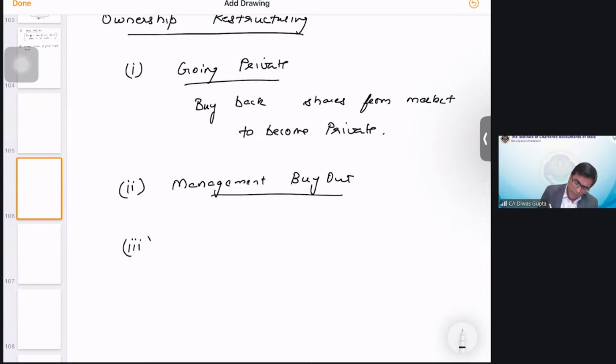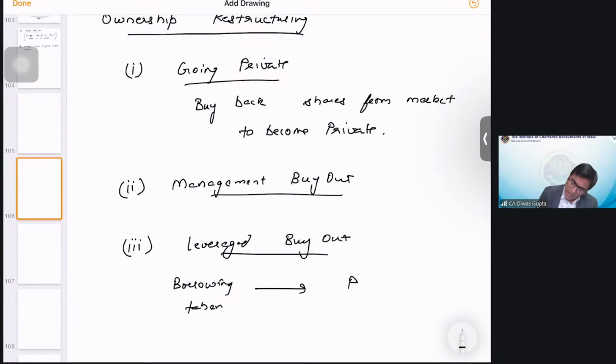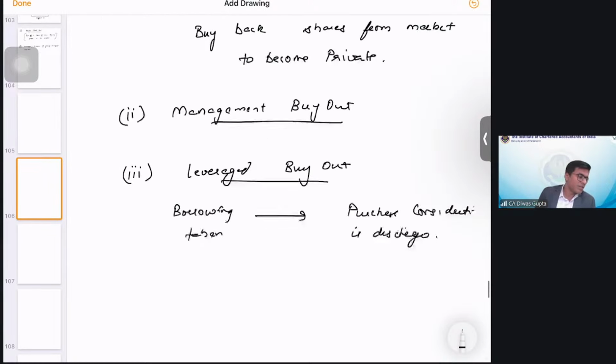Third one, leveraged buyout. In this case, the buyout happens through borrowing the money. So first you borrow, borrowing is taken, and then you invest by discharging the purchase consideration. Clear? So here you're doing what? You're just taking the borrowings first and then you're discharging the purchase considerations.